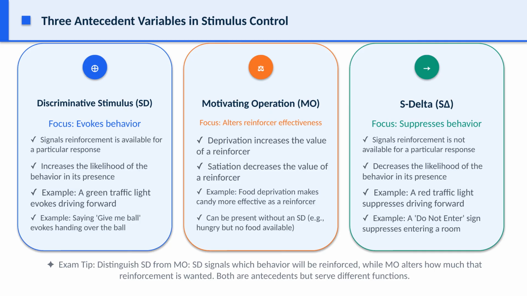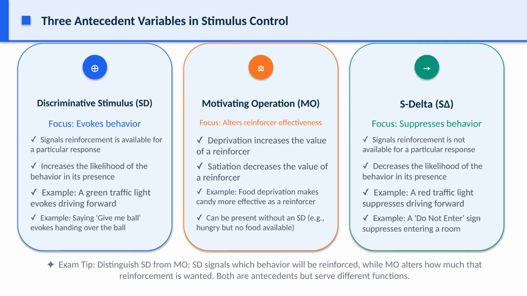The motivating operation, or MO, alters the value of a reinforcer and the frequency of behavior that has produced it. For instance, food deprivation makes candy more reinforcing, increasing the likelihood of behaviors that previously earned candy, even without an SD present.